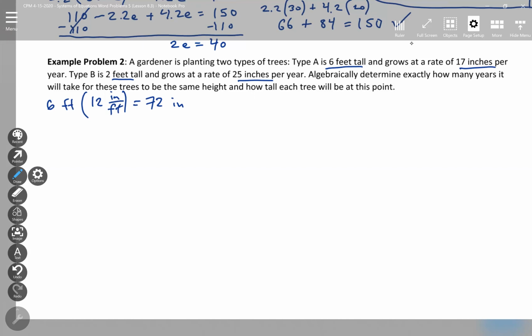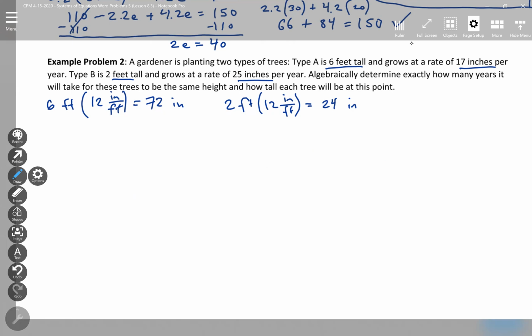And then I'm also going to convert the type B height, which is 2 feet. So 2 feet times 12 inches per foot is 24 inches. So 2 feet is equivalent to 24 inches. Okay, so now I'm ready to define my variables. So here, it's a little bit tricky because I actually have 3 variables. I have the height of the type A tree, the height of the type B tree, and then the time or the number of years. So let's define all of that, but I'll tell you, we're still going to end up with a system of two equations, and I'll show you why that is.